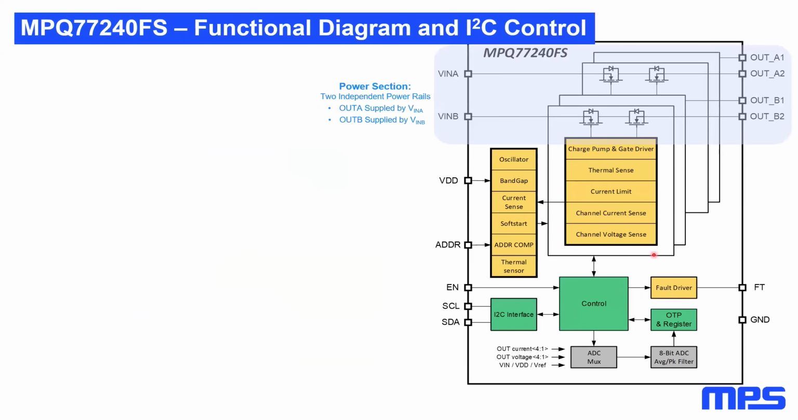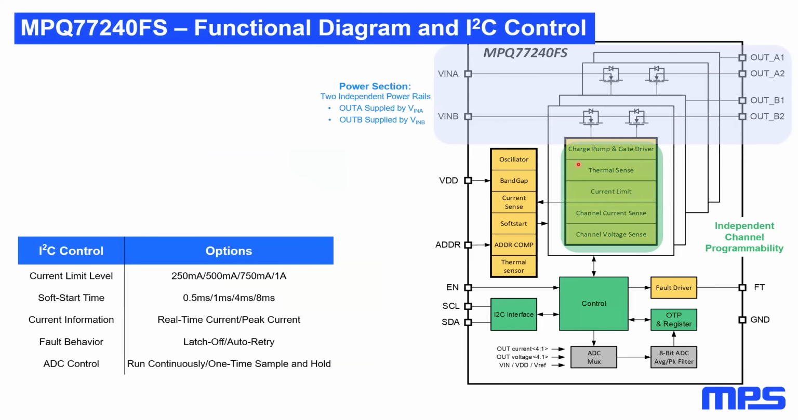First, we have two independent inputs. Each one is supplying two outputs. So for example, in the case of the four channel output version, we have two inputs for 4 outputs. In the case of the 2 channels, it's 2 inputs for 2 outputs. It's independent in terms of the channel programmability. For example, the current limit, the channel voltage sense, the thermal sensor.